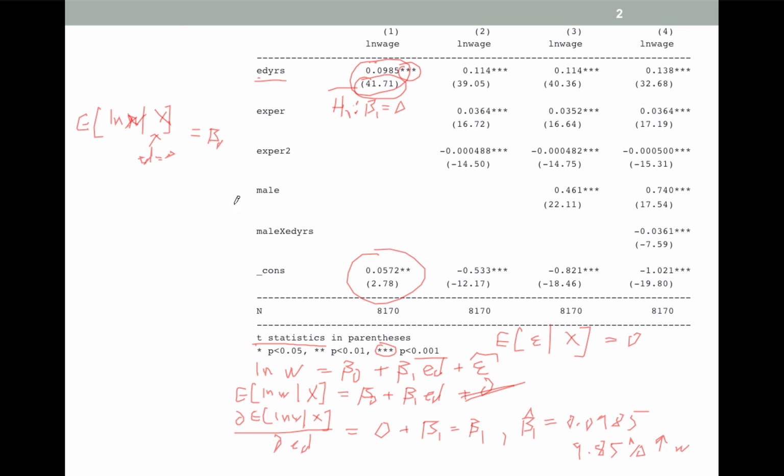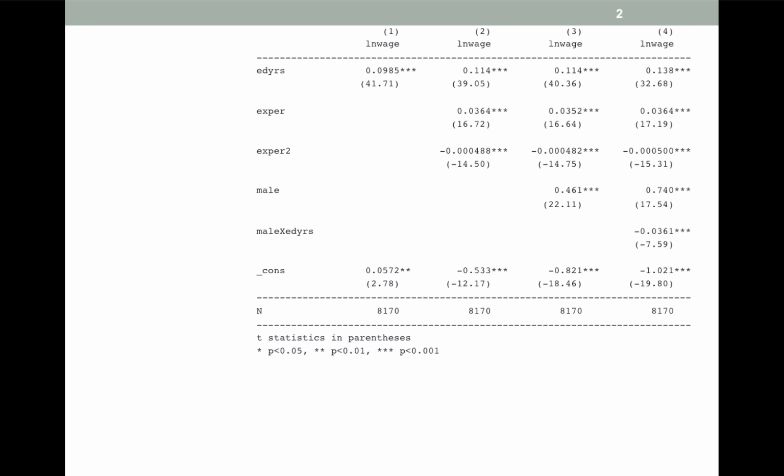Okay, and if we exponentiate that, if we take the exponential of beta 0 hat, the exponential of 0.0572, that gives us 1.059. Okay, and that means someone with no schooling, we can expect to have a monthly income of about 1,059 pesos per month. Now let's take a look at the second column.